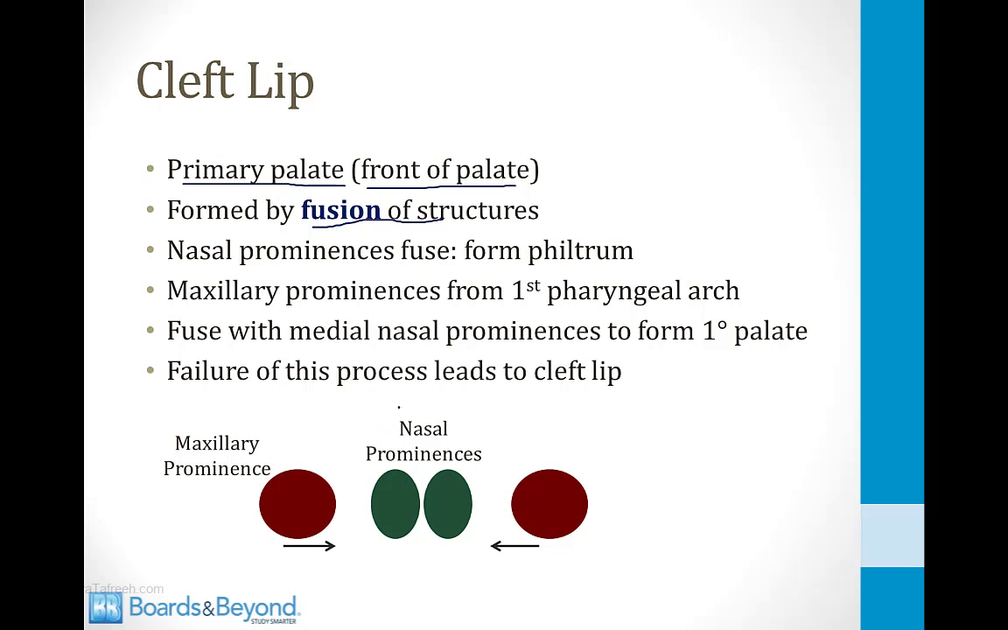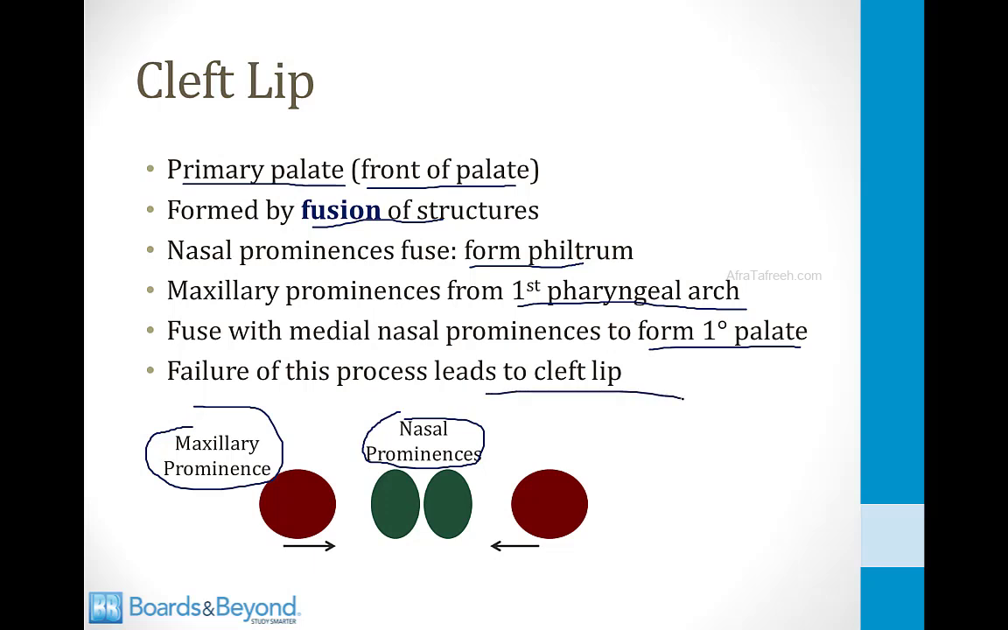So in the embryo, there are these two structures in the middle of what will eventually become the face and the palate that are called nasal prominences, and they fuse to form the philtrum, which is the little bump right above your upper lip. On the outside of the embryo, in the future location of the face and the mouth, there are structures called the maxillary prominences. These derive from the first pharyngeal arch, and I mentioned them in the video on the pharyngeal arches. These will fuse with the green nasal prominences shown in my drawing at the bottom to form the primary palate, which is the front of the mouth, and failure of this process is what leads to a cleft lip.